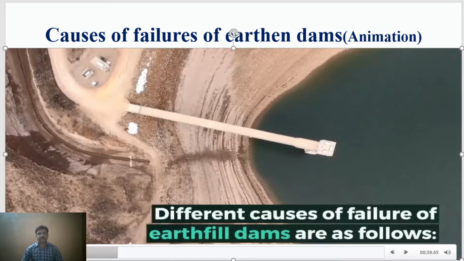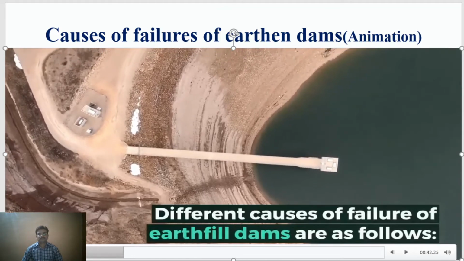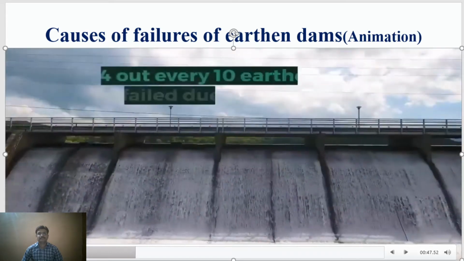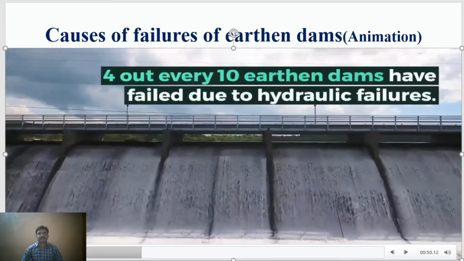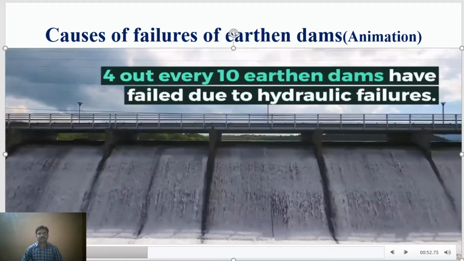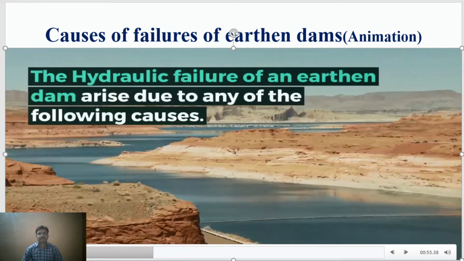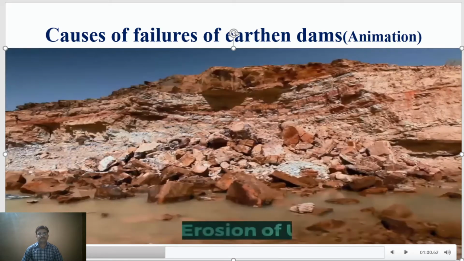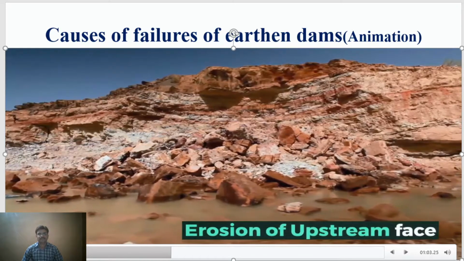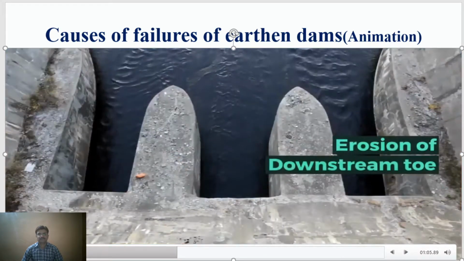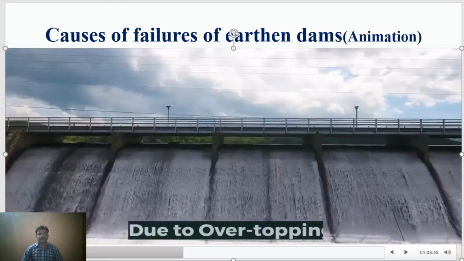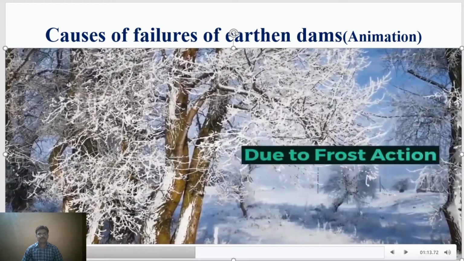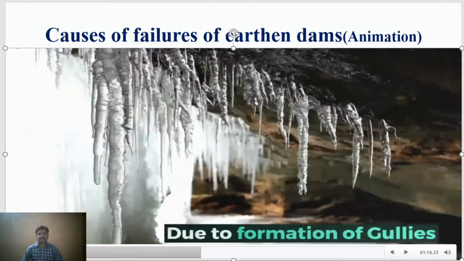Causes of failure of earth-filled dams. Different causes of failure of earth-filled dams are as follows. 1. Hydraulic failures of earth-filled dams. 4 out of every 10 earthen dams have failed due to hydraulic failures. The hydraulic failure of an earthen dam arises due to any of the following causes: erosion of upstream face, erosion of downstream toe, overtopping, frost action, and formation of gullies.